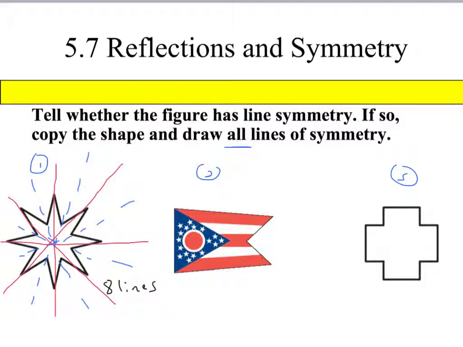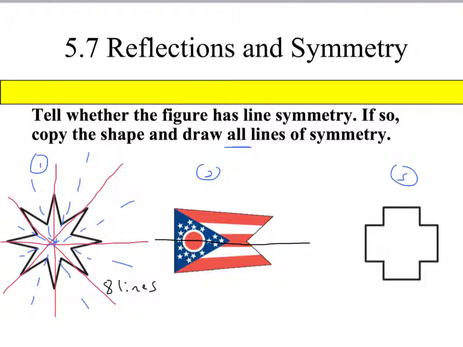Okay, looking at this, this is an interesting flag. Looking at this flag, you can see where we have to draw our line. If we fold it in half, it's the exact same picture. Where does that line of reflection or line of symmetry happen? It is going to be a horizontal line that goes straight across.